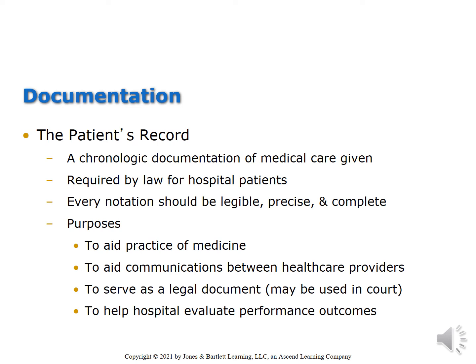The patient's record is a chronologic documentation or list of the medical care given. The law requires that medical records be kept on hospital patients, but does not require physicians in private practice to keep such records, though it would be foolhardy of them not to, and most of them do so in the form of a clinical record. Every notation in the patient's medical or clinical record should be legible, which has traditionally been a problem with handwritten charts, factual, not subjective, and an objective account of the patient, past and present.